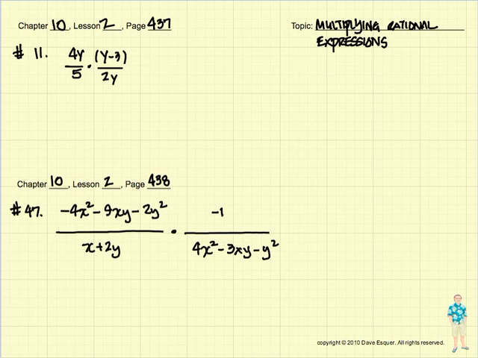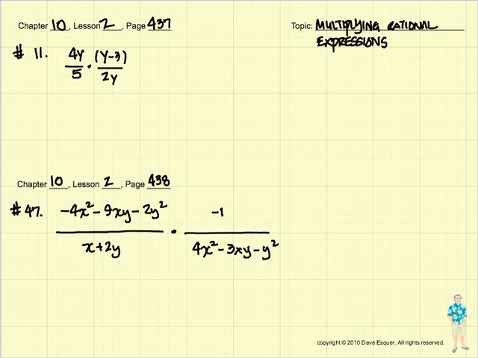Today we're going to be multiplying rational expressions, and we're going to be doing it just like we would do with normal fractions, and we can cancel in the numerator and the denominator as we see fit. Let's start this off. As long as we have like terms in the numerator and denominator, we can cancel them out.